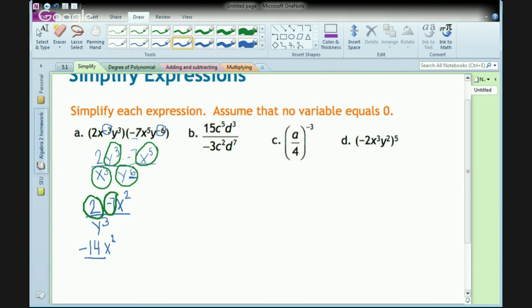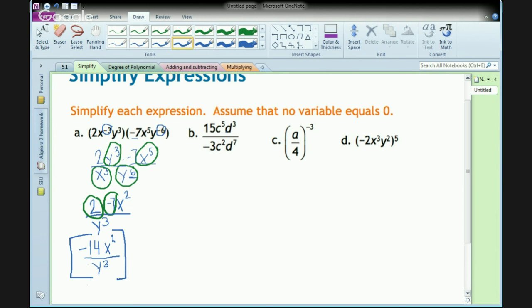So for this problem, we used the law of exponents that tells me that I can't have negative exponents. So we started there. Then we subtracted our exponents, the y's and the x's. And finally, we multiplied 2 times negative 7 to give us negative 14. And that's our final answer.